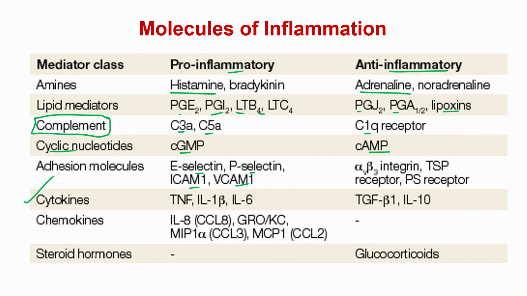Cytokines we have already discussed, chemokines we have already discussed, so some of them are listed here, and you can have steroid hormones such as glucocorticosteroids. These are all anti-inflammatory, they tell the immune system to calm down and not continue to damage their own body parts.